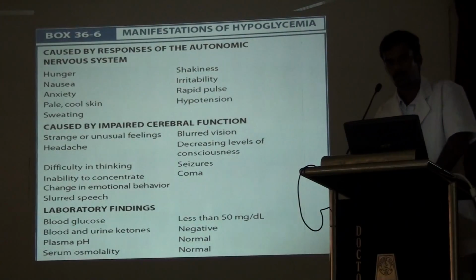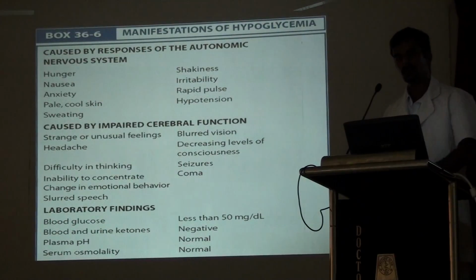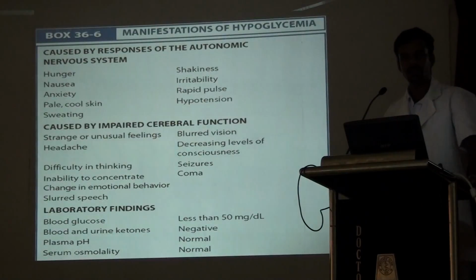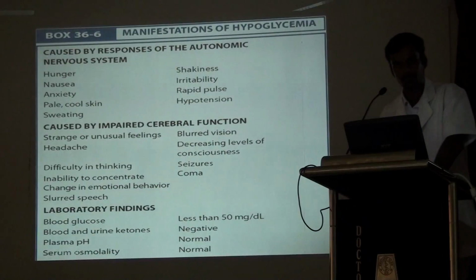Then hypoglycemia, another complication. Hypoglycemia means decreased blood sugar level. The patient manifests with hunger, nausea, cold, clammy skin. There will be fatigue, sweating, that we can see in our clinical setup. Hypertension will be there, rapid pulse, and there are some unusual feelings, headache related to cerebral function. In laboratory findings, there will be decreased glucose, and there will not be any ketone produced in hypoglycemia, and the pH will always be normal.